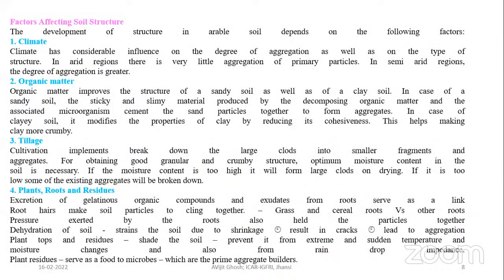Now, what are the factors that affect soil structure? First one is climate. Climate has considerable influence on the degree of aggregation as well as on the type of structure. In arid regions, where water is very low and temperature is very high, there is very little aggregation of primary particles. In semi-arid regions, the aggregation is higher, and in humid and temperate climates, soil aggregate formation is the highest.